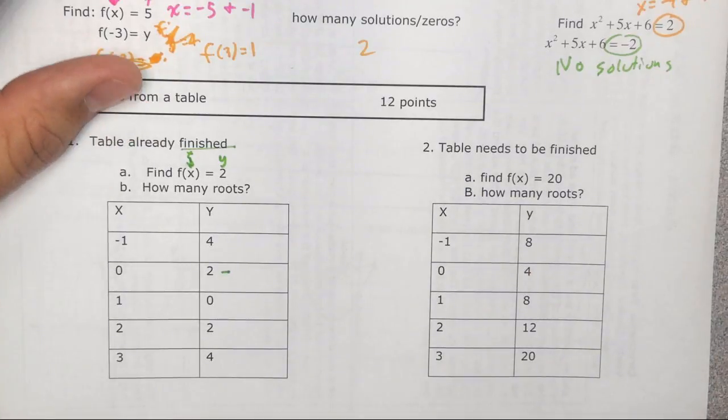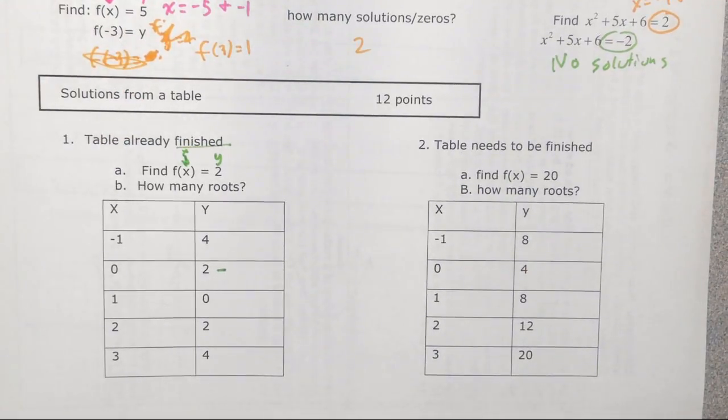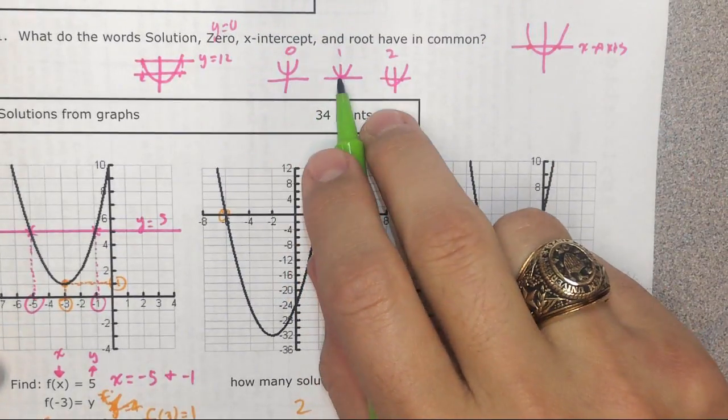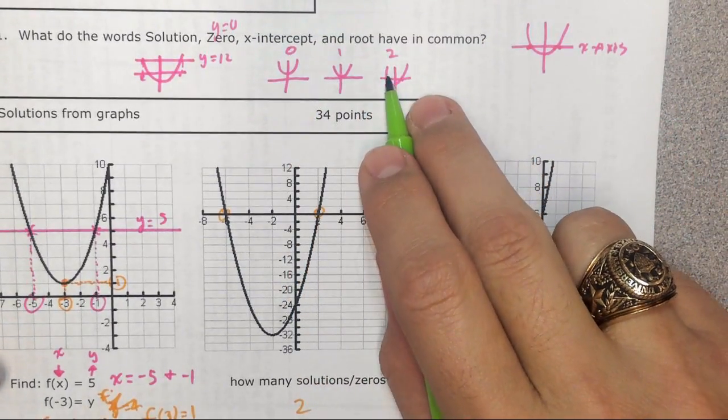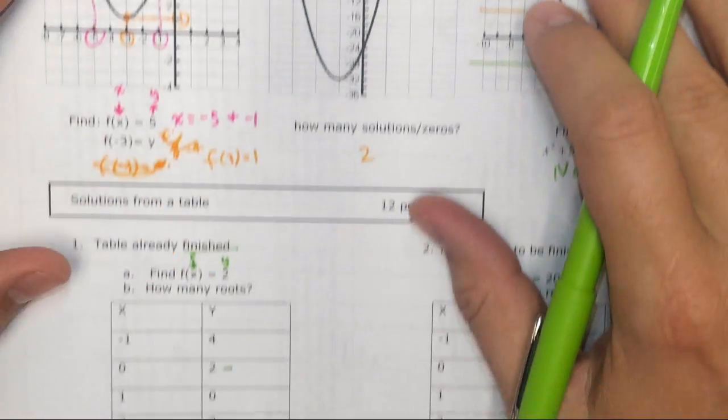Hey, there's where y is equal to 2. When we're looking for roots and solutions and zeros and all that, always try to find 2. You may not have 2. Sometimes you'll have none, sometimes you'll have 1, but you can have up to 2. So try to find 2.